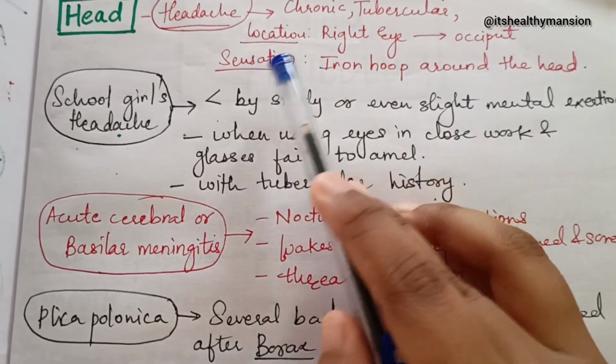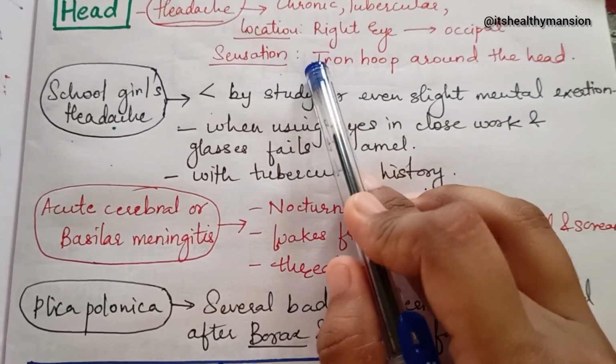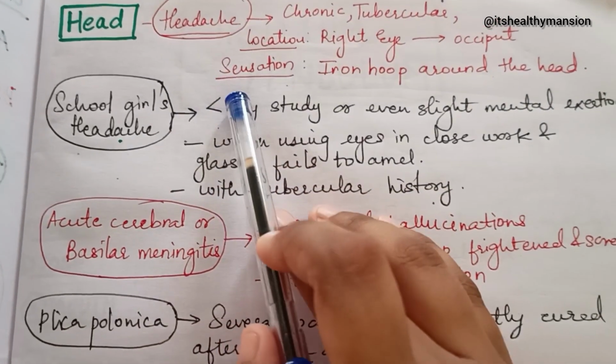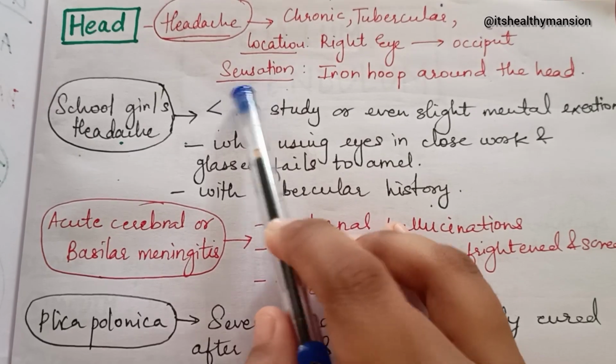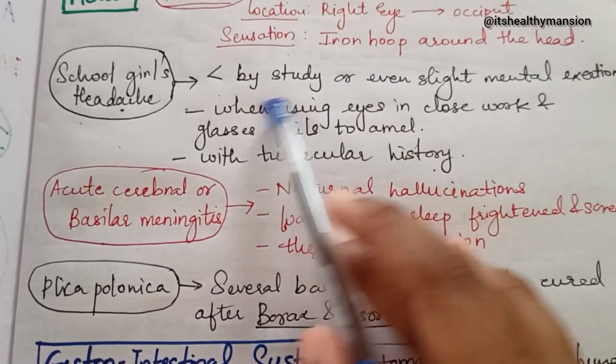In chronic tubercular location, it is usually the right eye going towards the occiput. Sensation, iron hoop around the head. So this point may come as an MCQ also. So remember the headache in tubercular patient, the sensation is iron hoop around the head.